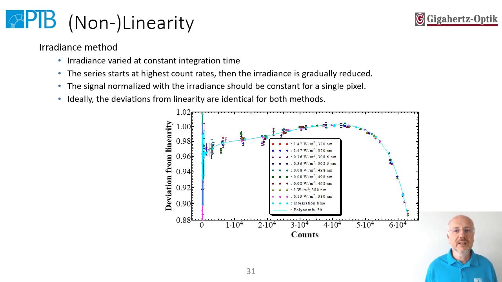The resulting deviation from linearity for several measurement series look very similar to the curve of the integration time variation. So a common polynomial fit for the deviation from linearity can be created. The deviations can be corrected with the inverse of the polynomial fit. We can also derive a rule of thumb from the shape of the polynomial fit: never measure above 80% of full scale.